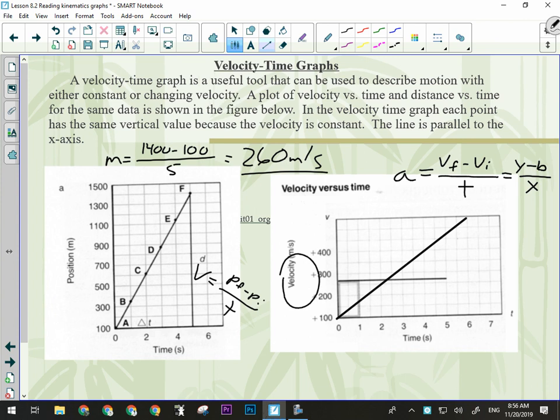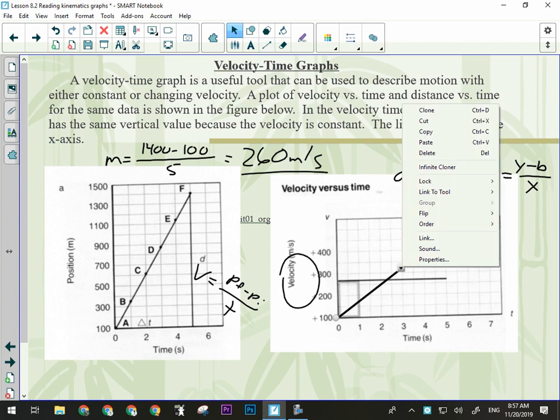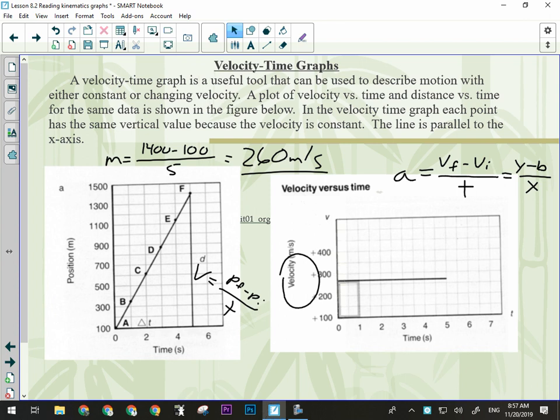All right. So I can calculate acceleration off the velocity versus time graph. I can read velocity and time off of a velocity versus time graph. I can calculate one other thing off of a velocity versus time graph. I want you to look at this formula here. Average velocity equals displacement over time. Do I have velocity and time on that graph? Should I be able to calculate displacement using that graph?